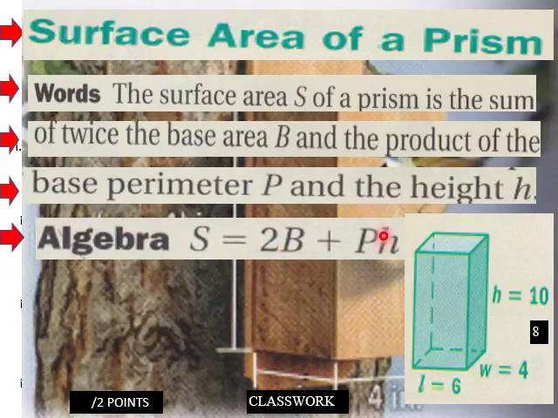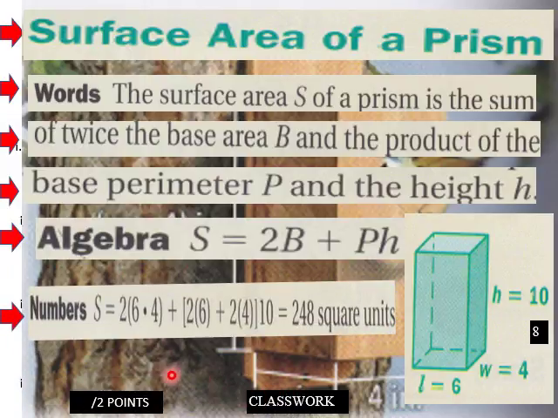2B plus PH. So we have areas of 2B, B and B, and then PH would be the way that you find your surface area. So it'll be 2 times 6 times 4 plus 2 times 6 plus 2 times 4, times 10. It's a rectangle is what it is. And that would equal 248 square units.